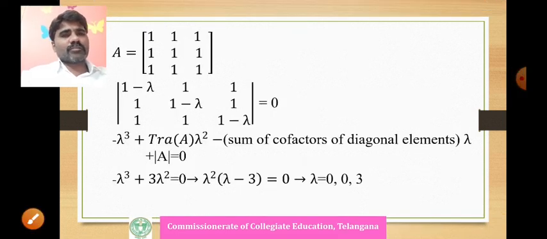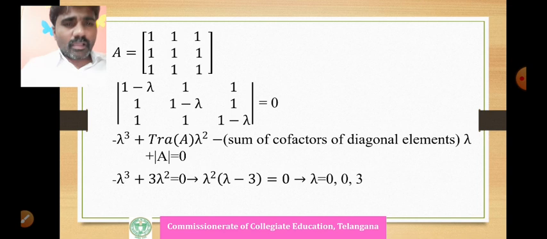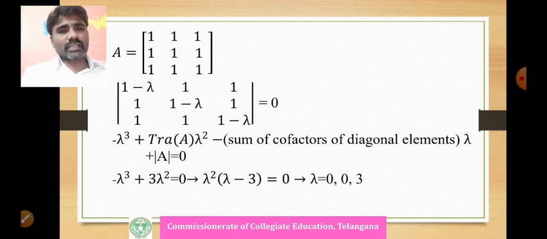Now let us take some examples. A is a square matrix of order 3 with all elements 1. Its characteristic equation is given by the determinant of A minus lambda I equal to 0. It is given by minus lambda cube plus trace of A lambda square minus the sum of the cofactors of the diagonal elements lambda plus determinant of A equal to 0. Here, minus lambda cube plus trace of A, which is 3, so 3 lambda square.